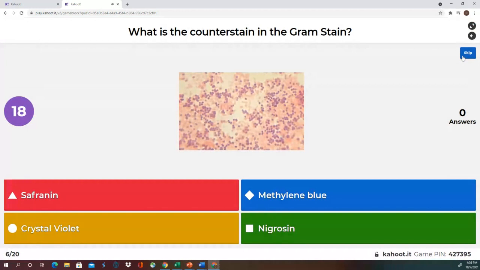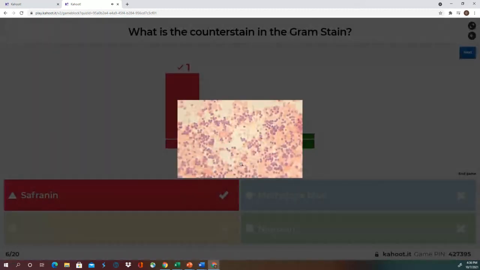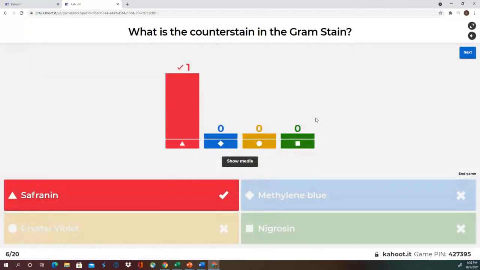So for this question, remember the counterstain is the last stain that is added. So in this case, it is safranin, okay? So when it comes to the stains, you are going to want to know what is the purpose of the stain? Why do we do it? What information are we trying to glean from this stain? What stains are involved and why?